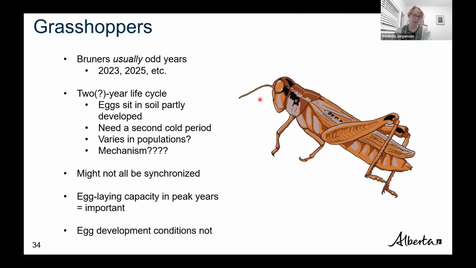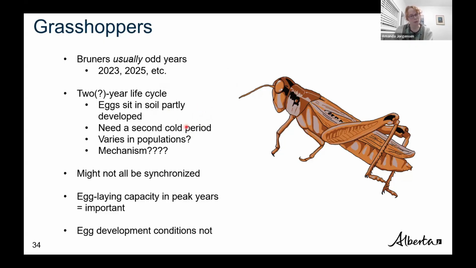So our high Brunner's years in the piece seem to usually have been odd years. In even years, we don't necessarily see those high numbers, but it's still a bit of a tentative relationship, and there's a lot more questions than there are answers. So our Brunner's in the piece are really seeming to have that 2-year life cycle where those eggs are sitting in the soil partly developed and then need a second cold period in order to finish developing.